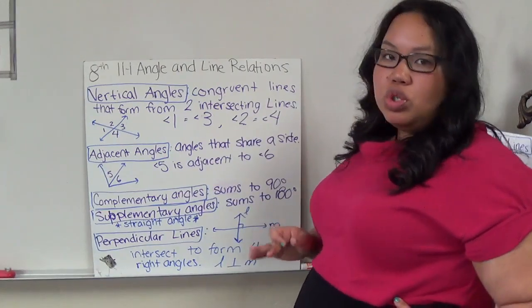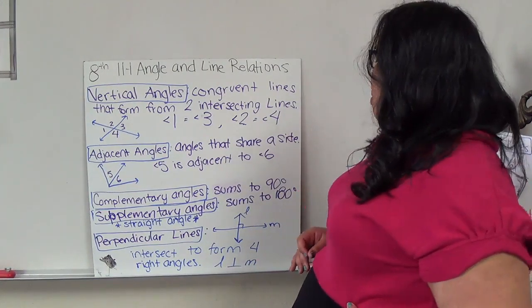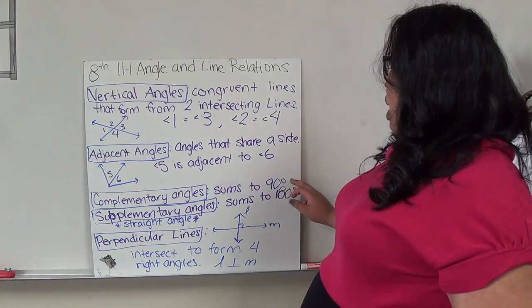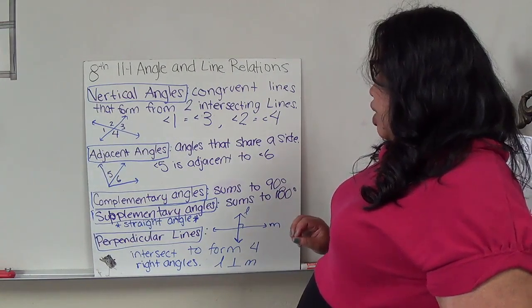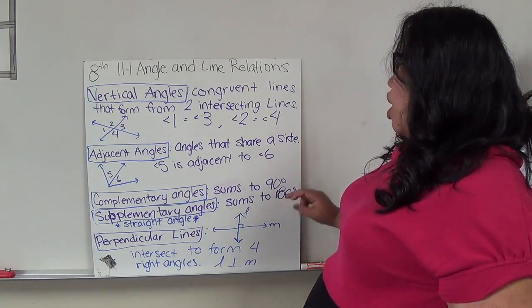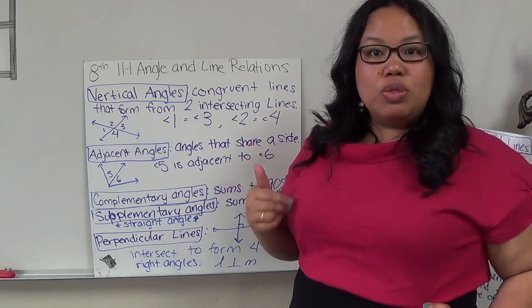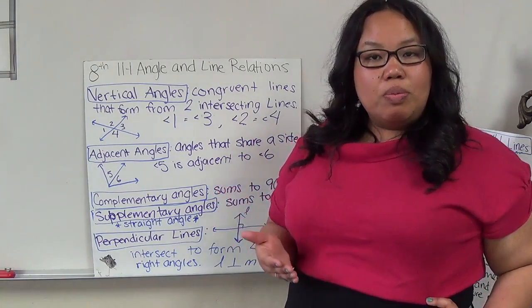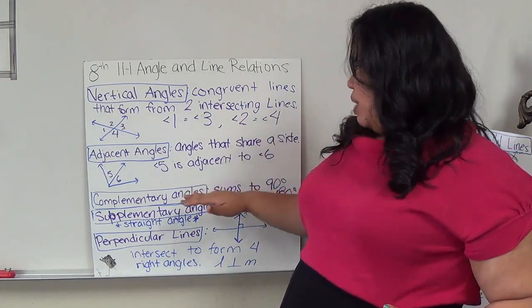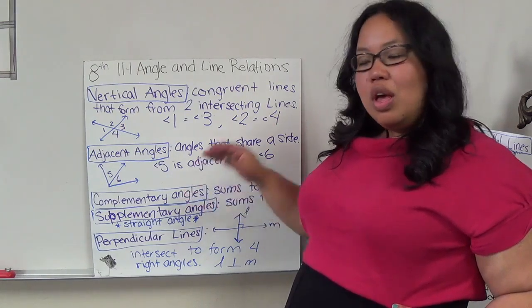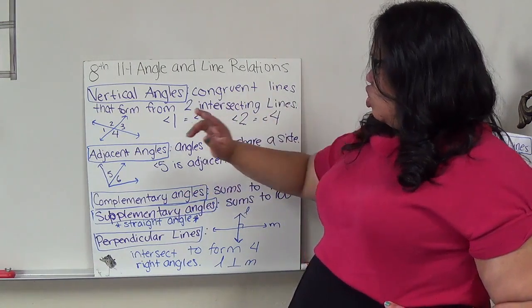Complementary angles, which I'm sure you've heard, are basically angles that add up to 90 degrees. Supplementary angles add up to 180 degrees. Also, when you hear supplementary, you also think straight line. So supplementary, straight line. Complementary would be 90 degrees, so right angle, but anytime you see a straight line, you think 180 degrees.